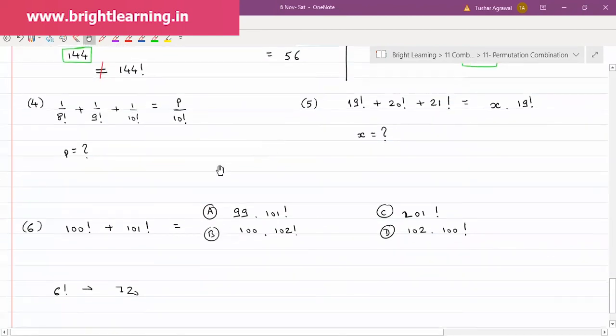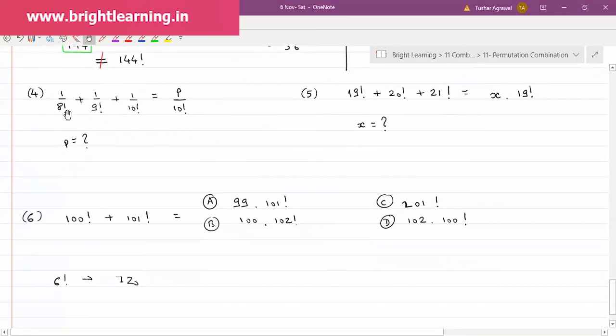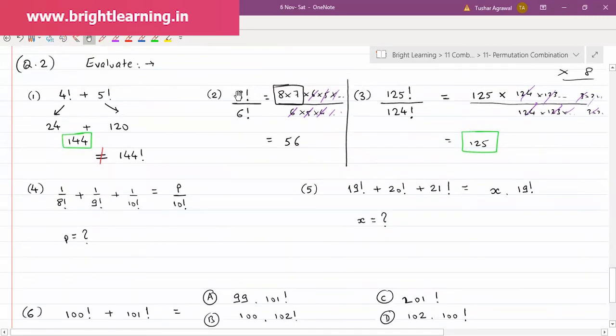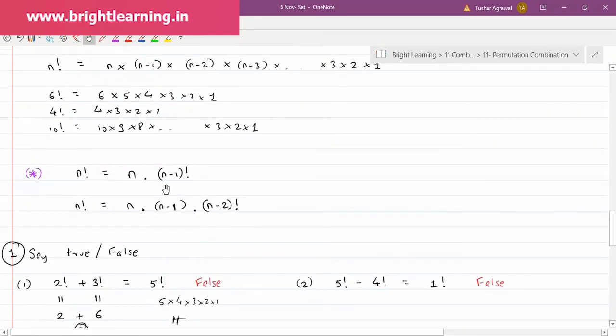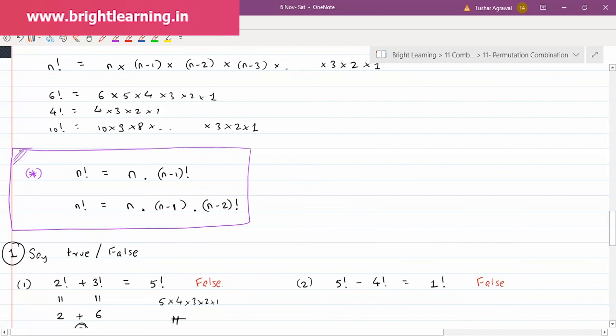Okay, let's see. Question number 4 I'm explaining. 4, 5 and 6 are almost the same. Question number 4: 8 factorial, 9 factorial, 10 factorial. The property that we are using here is that 8 factorial and 6 factorial are related. Sir, I can write 8 factorial as 8 and 7 outside multiplied by 6 factorial, or you can write 8 into 7 into 6 outside multiplied by 5 factorial.